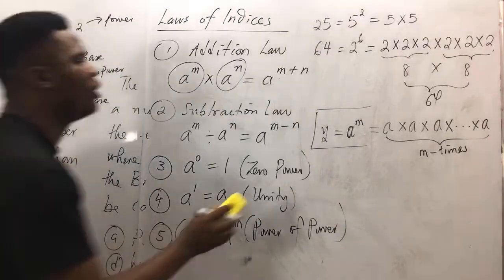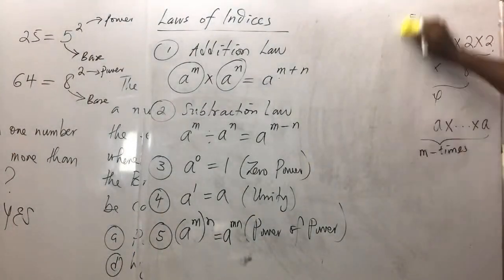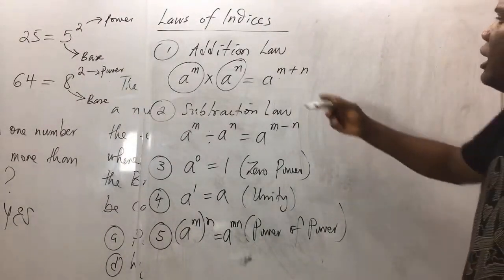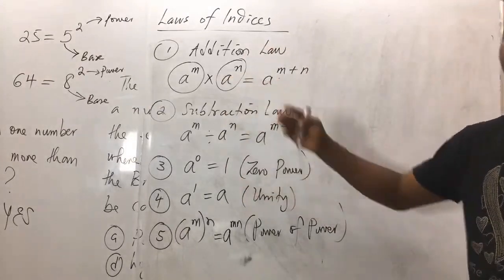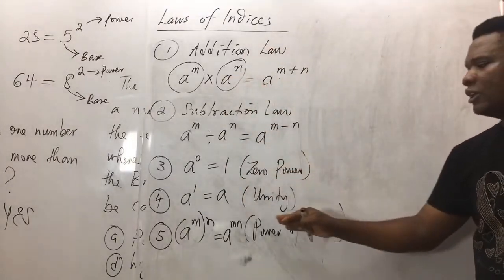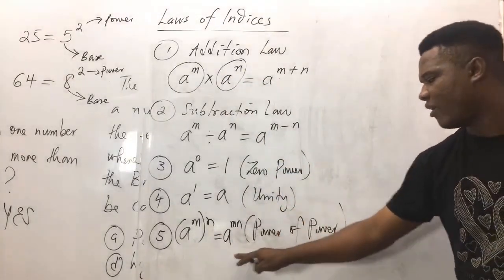Let's go to law number 6. So I told you that there are 10 laws. In law number 1 we have the addition law. Law number 2 we have the subtraction law. Law number 3 we have the 0 power law. Law number 4 we have the unity law. Law number 5 we have the power of power.